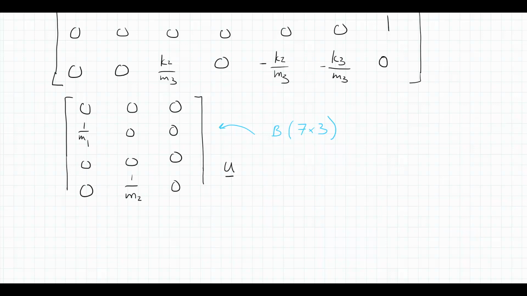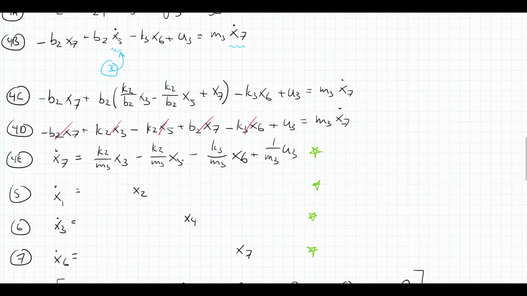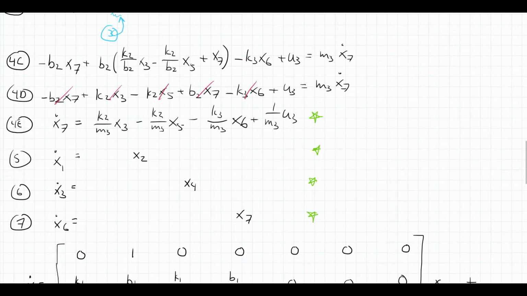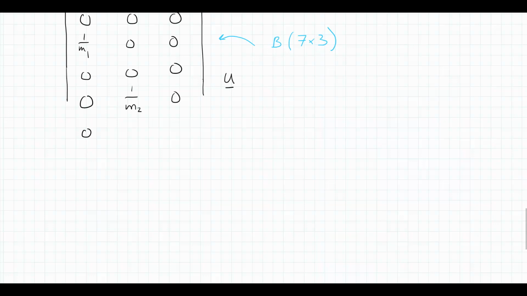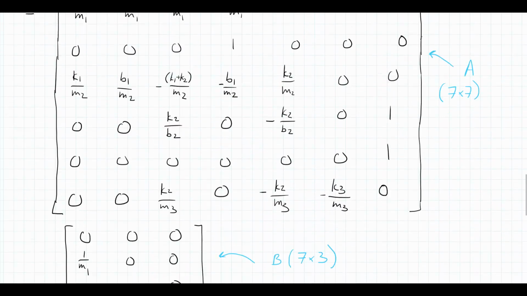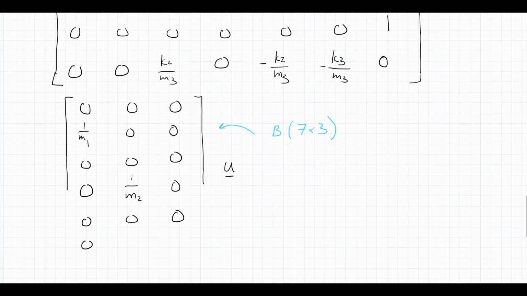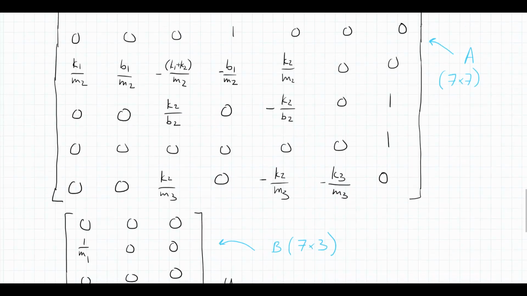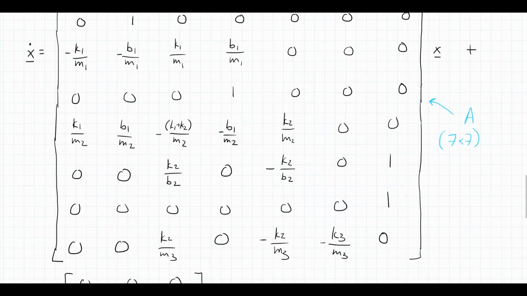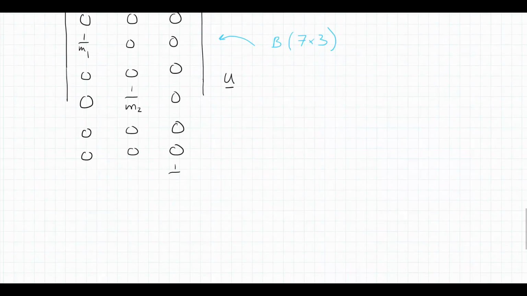So 0 for the U1, 0 for the U3, 1 over M2 for the U2. X5 dot is equation 3C. There are no inputs there. There's no U term in that expression, so a row of zeros there. X6 dot is just X7, so that's another row of zeros. And my X7 dot equation coming up in 4E, I have a 1 over M3 times a U3, and no U2, no U1.